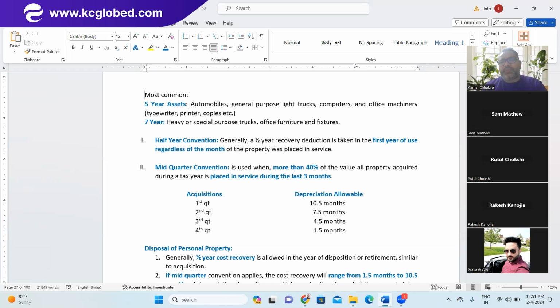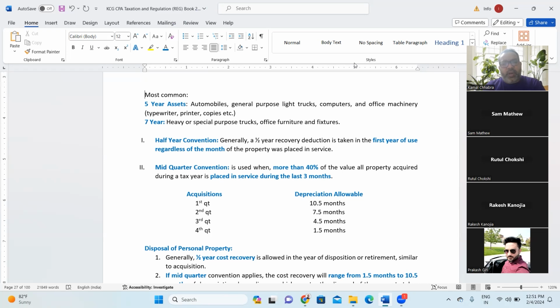For example, you have purchased a certain asset in Q1, which is January, February, and March, right? So for all those assets which you have purchased in Jan, Feb, and March, you will be charging 1.5 months depreciation for Q1 plus the remaining 9 months of full depreciation. So your depreciation for the year of purchase will be for 10.5 months: 9 full months, which is from 1st April to 31st December, plus 1.5 months of Q1.